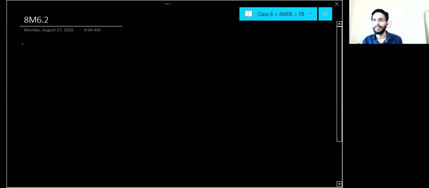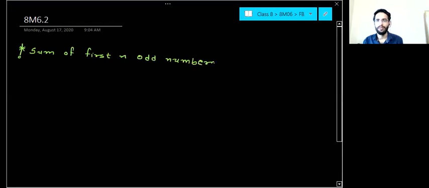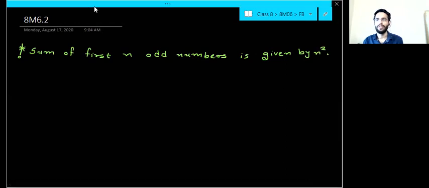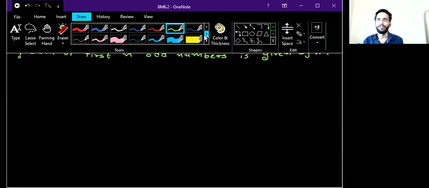Your first property is sum of first n odd numbers. Very good, Safwan. Sum of first n odd numbers is given by n square. So sum of first n odd numbers is given by n square, students. Now let me explain how.